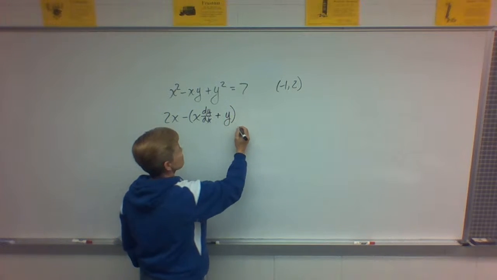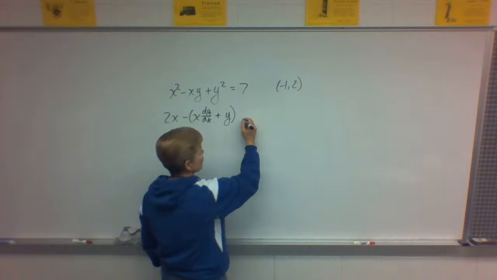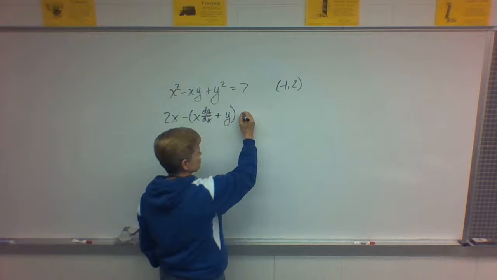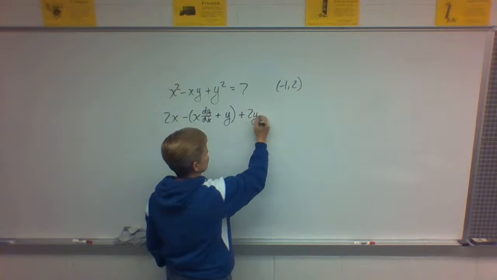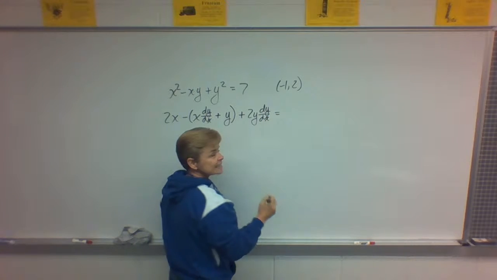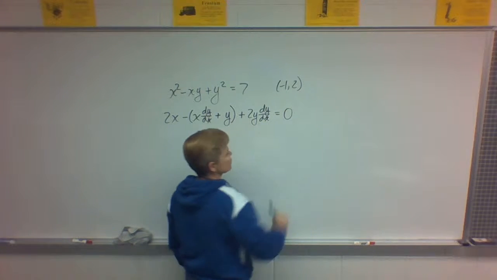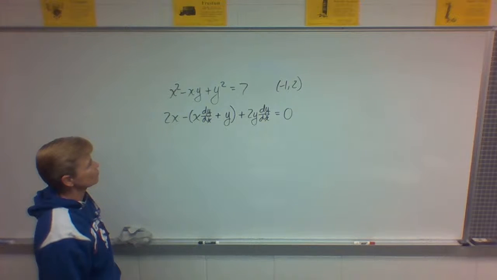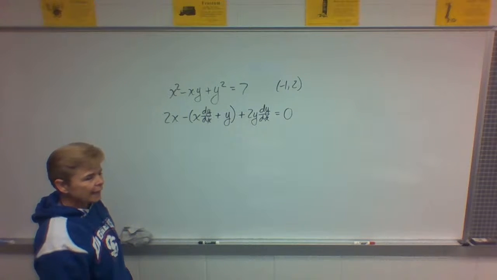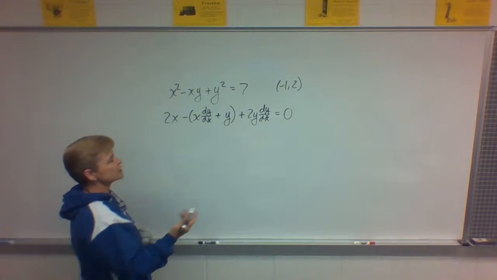Cool. Plus 2y dy/dx. What goes right here? Equals 0. Not 7. Don't stumble there. A constant is always 0. Again, I'm going to save myself a line.